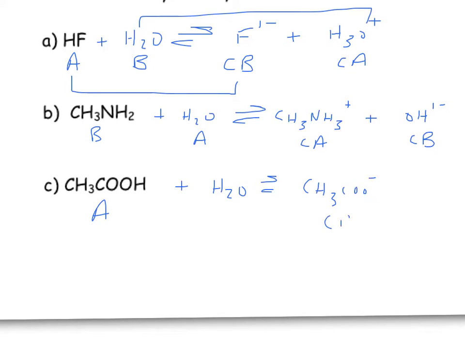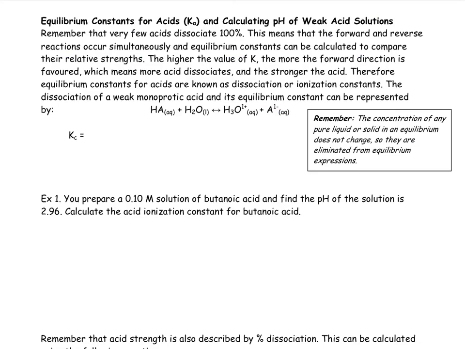The conjugate base will be an acetate ion, and the conjugate acid will be a hydronium. Remember that very few acids dissociate 100%. This means that the forward and reverse reactions occur simultaneously, and equilibrium constants can be calculated to compare their relative strengths. The higher the value of K, the more the forward direction is favored, which means more acid dissociates and the stronger the acid.